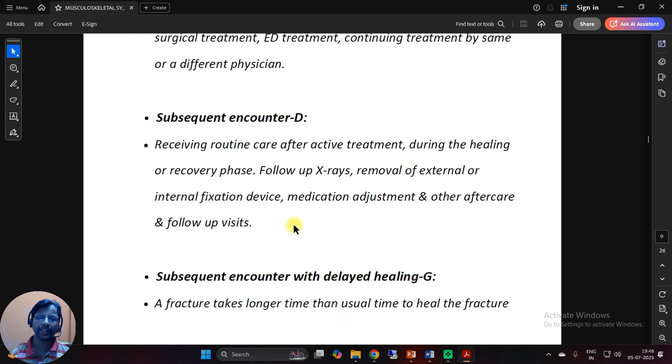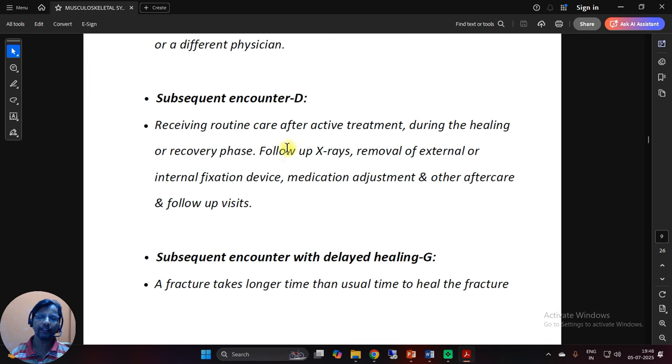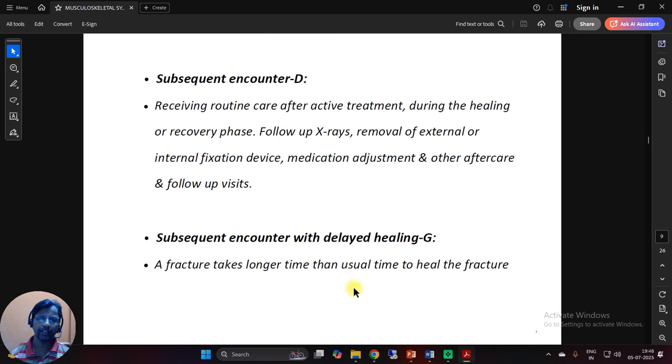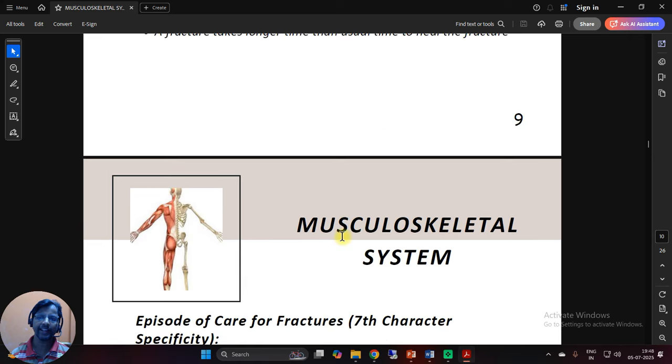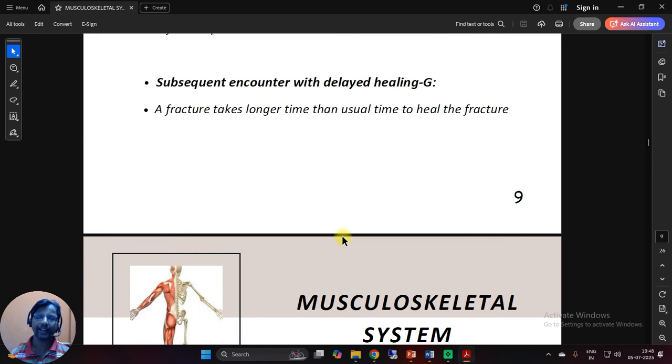Okay. So basically here the physician has performed the active treatment. After active treatment, if there is any change in the patient's treatment, we need to code it as subsequent encounter D. Subsequent encounter with delayed healing, G. Seventh character G: a fracture takes longer than the usual time to heal at the fracture site. So delayed healing means basically healing will take time. That one you will call delayed healing, or G.